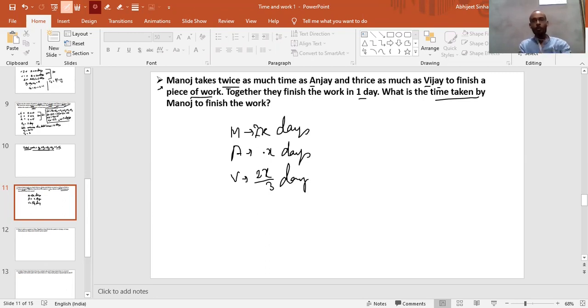So either you can take 2x and 2x by 3, but if you take x and 3, the problem will come, so take the LCM, right? So what you can do, guys, instead of taking only x, take 6 times of x. Let us say if I take this as 6 times of x, what will be the time taken by Manoj?